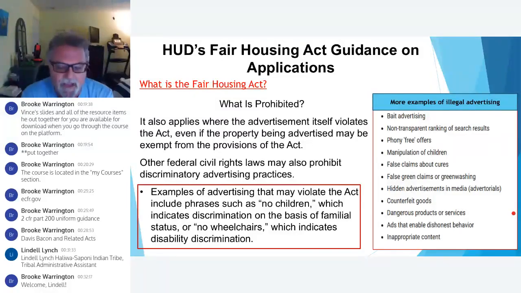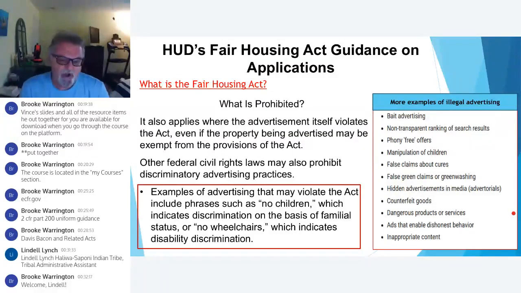That's in there. And then the boxed-in area at the bottom, examples of advertising that may violate the Fair Housing Act, include limited phrases. They have a couple examples here, like "no children," which indicates discrimination on the basis of family status, or "no wheelchairs," which is an ADA, Americans with Disabilities Act, conflict, as well as being discriminatory toward individuals with disabilities. Absolutely. And over on the right is a screenshot with examples of more illegal advertising.